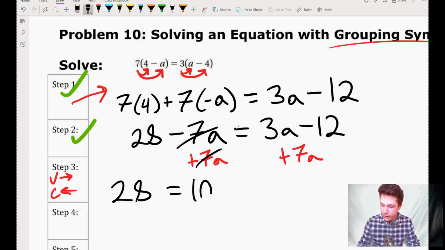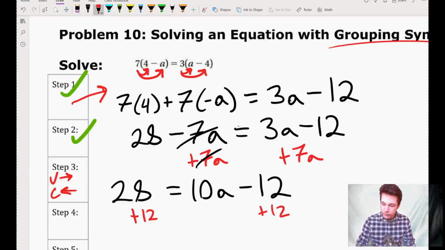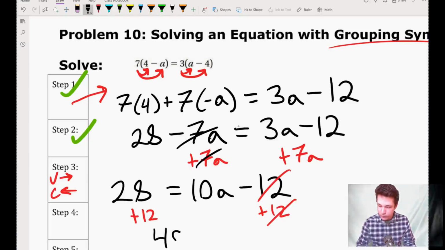3a plus 7a is 10a, and we still have minus 12. Let's get our constants over to the left now. Add 12 to both sides. Gets rid of that negative 12. 28 plus 12 is going to be 40. And that's equal to 10 times a.